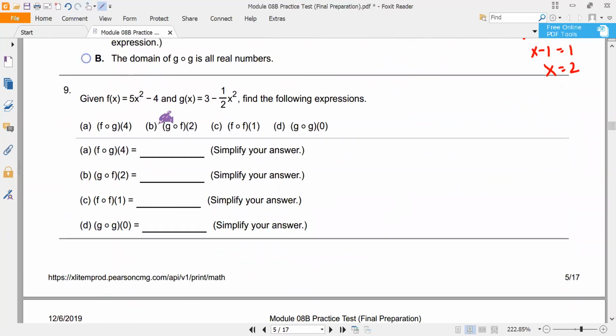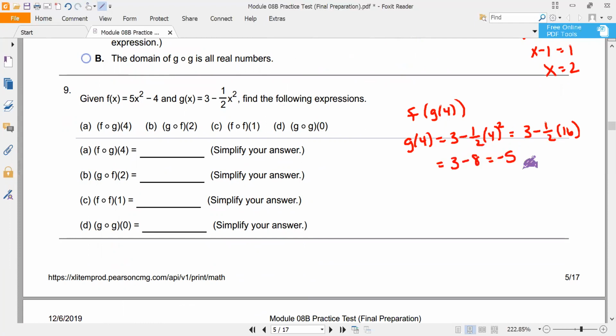This is also composition, but we're doing evaluations. So for that first guy, you're doing f of g of 4. So you first want to do g of 4, which is 3 minus 1/2 times 4 squared. That would be 3 minus 1/2 of 16, which is 3 minus 8, which is negative 5.